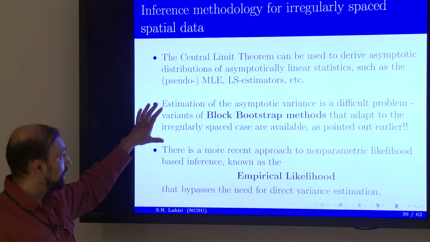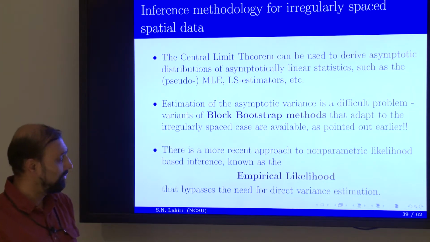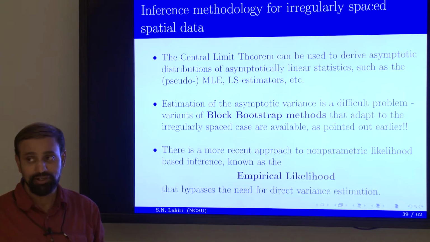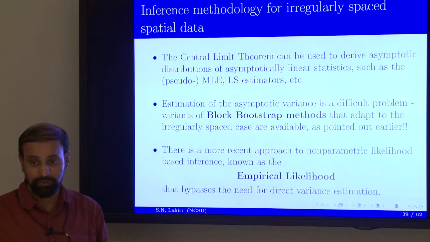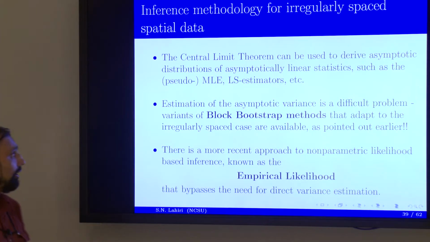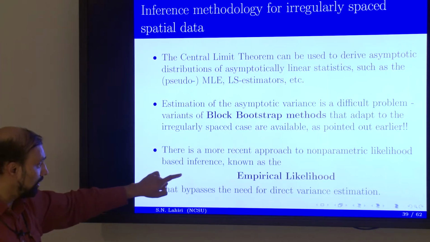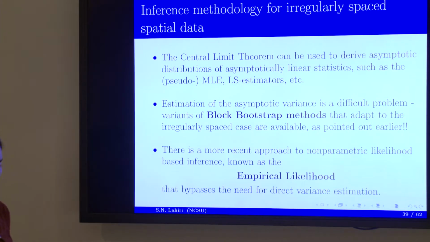You can also look at bootstrap methods, particularly if you're trying to estimate the variance. The variance has now different components coming from your non-uniformity of the sampling points, as well as the underlying covariance structure of the time series on the continuum. So bootstrapping is possible, and there is something called empirical likelihood.